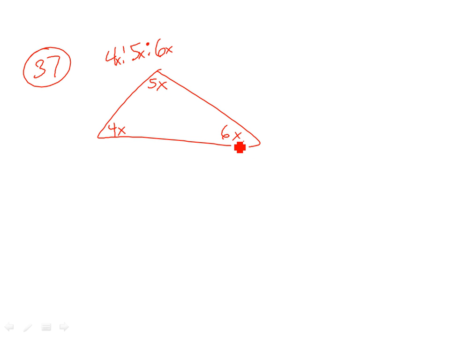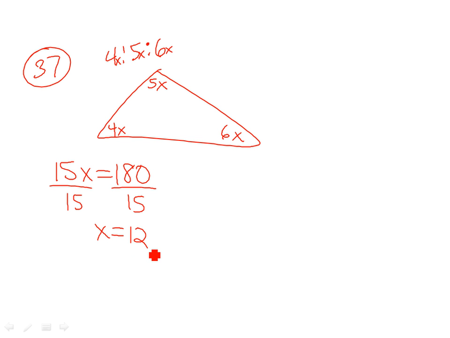4x plus 5x plus 6x. What is 4x plus 6x? 10 plus 5. And all that should equal what? 180. Somebody help me out and solve for x there. X equals 12. Is that our answer?